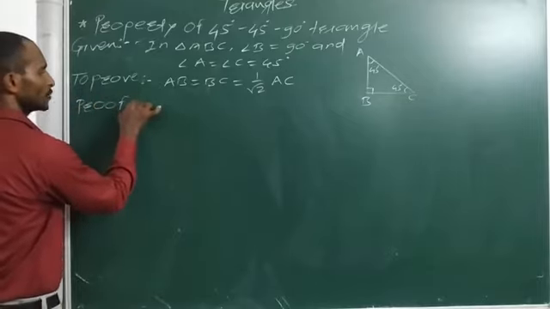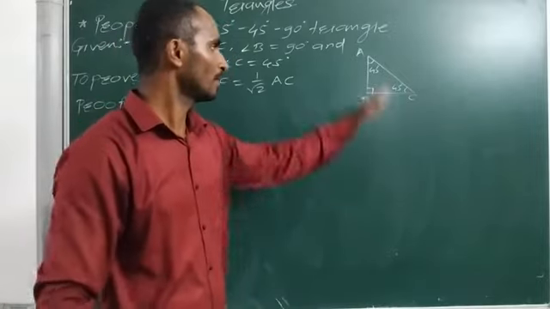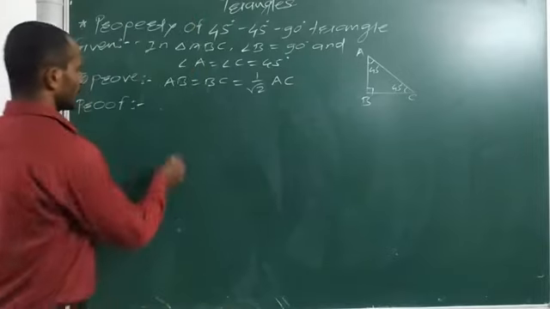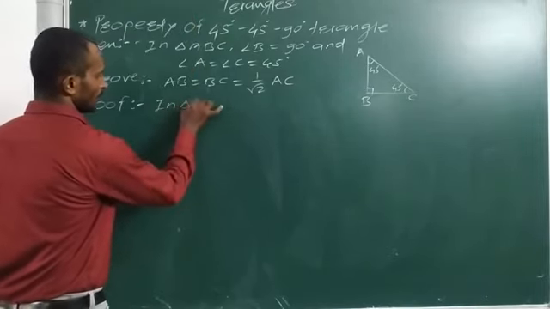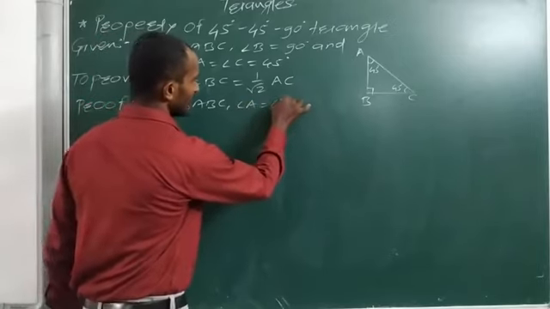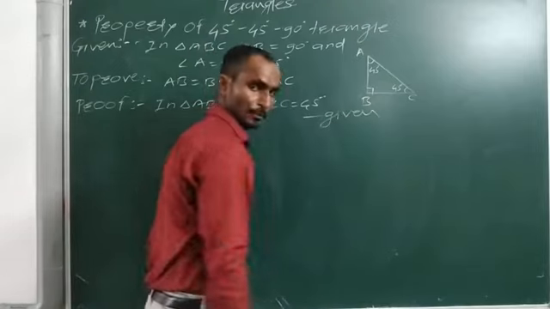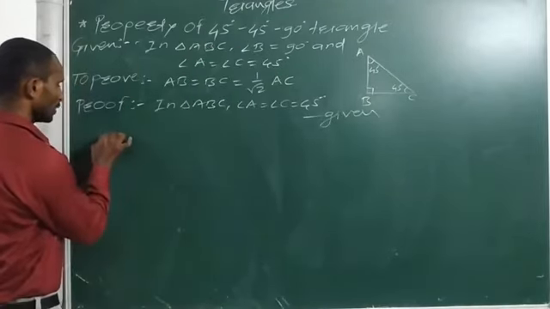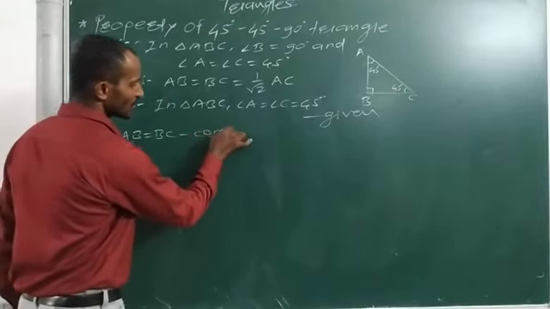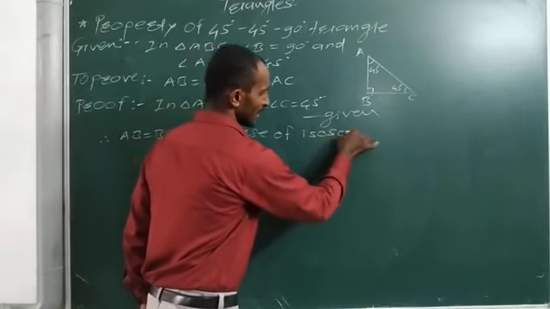So there is no need to draw any construction for the proof of this, because by applying the Pythagoras theorem simply we can prove this. Okay. So here in triangle ABC, angle A equal to angle C equal to 45 degree. This is given. यह हमें दिया गया है. So that's why we can say that therefore AB equal to BC by converse of isosceles triangle theorem.